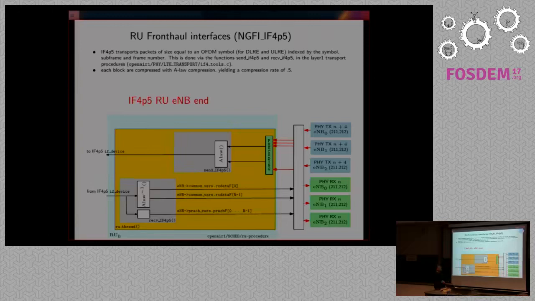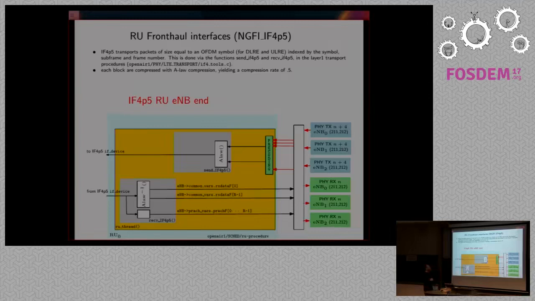Now let's look at the other type of interface, the 4.5 interface. So that's a little bit higher up. Again, if we look at what's coming from the device, we decompress the signal. But actually, here there are two types of signals, because in a system like 4G, on the receive path, the terminal can transmit two types of signals. It can transmit the normal uplink signal and control channels, or it can transmit the random access signal. Those are two different kinds of signals. So you actually need two kinds of packets to encode those signals, and two different types of processing when you receive them.